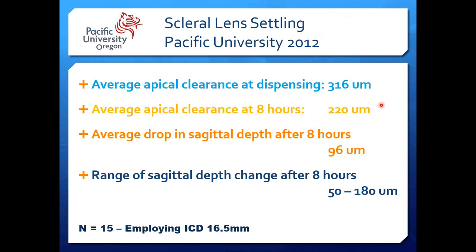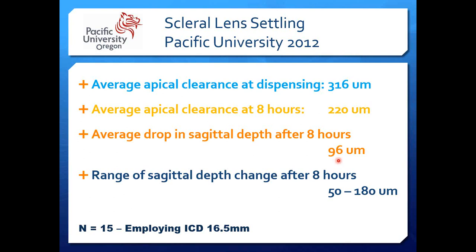One of our first studies at Pacific University was to look at the apical clearance on insertion on 15 healthy students. So these are healthy eyes. And what we found was on insertion we had 316 microns of apical clearance. Post-settling, we measured after 8 hours of wear, 220 microns on average of apical clearance, or a settling of approximately 96 microns. So the lenses over an 8-hour period on average settled about 100 microns on the healthy eye.